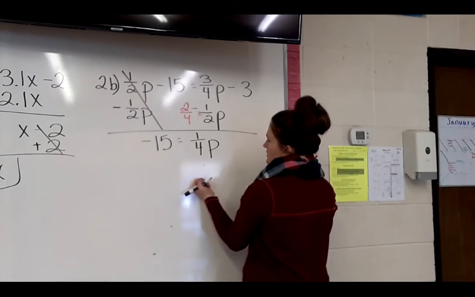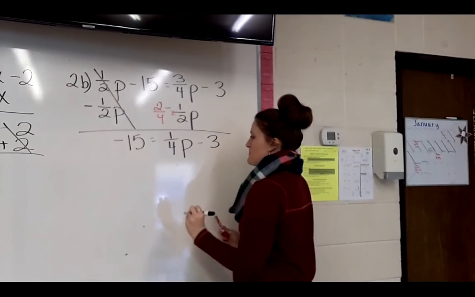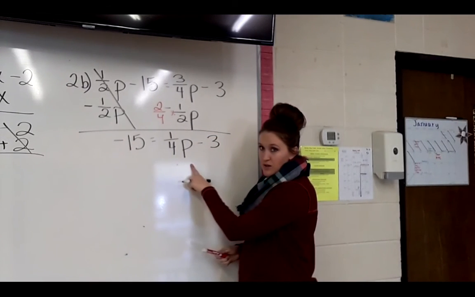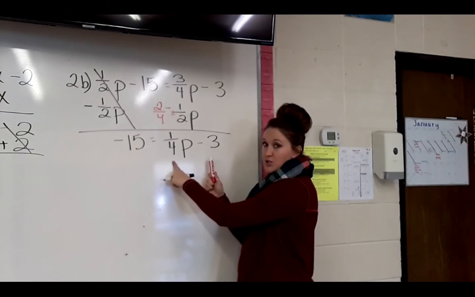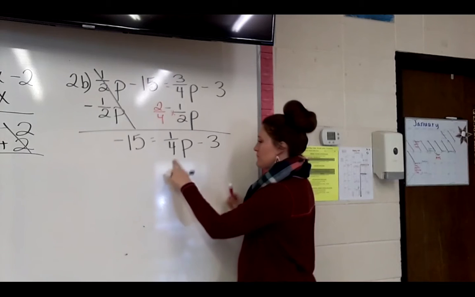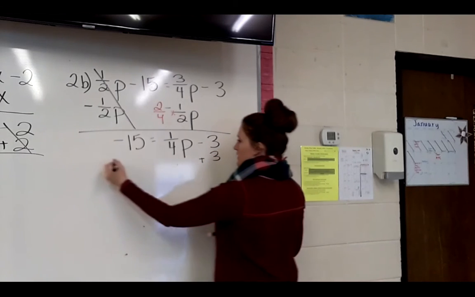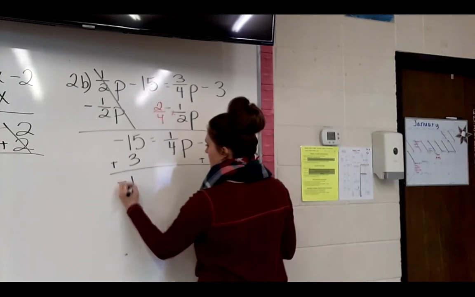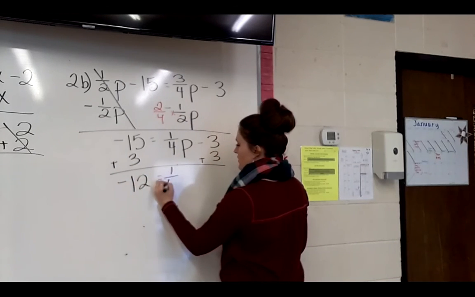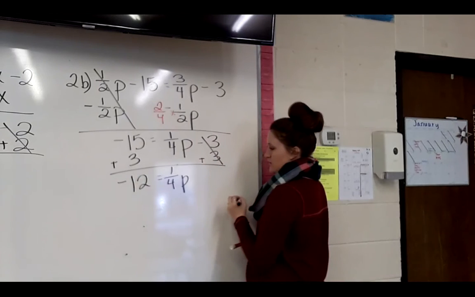1/4 p minus 3. Okay, now I get rid of the 3 because we're solving for p. I've got to get rid of 1/4 and 3. You get rid of the one that's by itself first, just like we did the other day in class last week. So add 3 to both sides. Negative 15 plus 3 is negative 12. 1/4 p, and that is now 0.